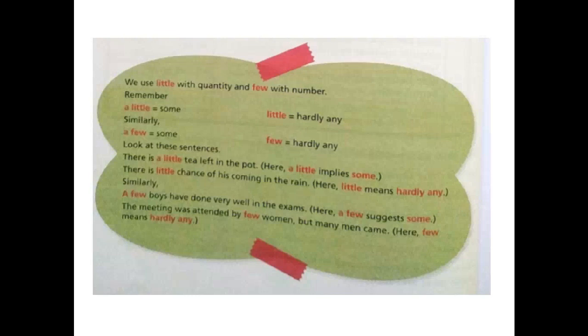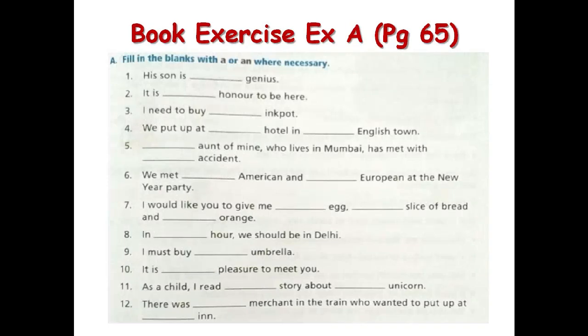Okay, so after all the rules that we have studied till here, we have exercise A on page number 65. This is how the exercise looks. You have to fill in the blanks with a or an. I want you all to do this on your own in your rough copy. Please remember, you will not do this exercise in the book right now. You will use your rough copy for doing this exercise. The answers will be shared with you in the next class. Till then, use your rough copy for doing this work.